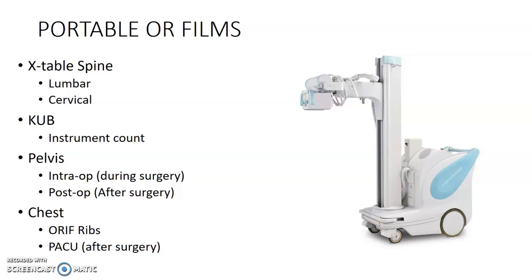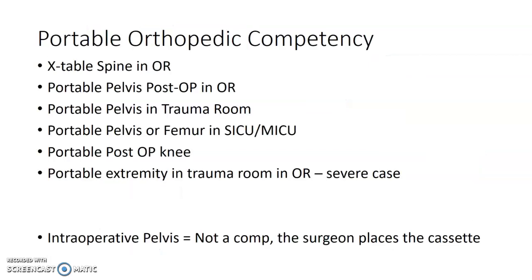KUB we usually do for an instrument count situation. If they have either over or under counted the amount of instruments used, we will do a KUB to make sure it's not in the patient. Pelvis can be either intraoperative, which is during the surgery, or postoperative after the surgery. Chest x-rays we usually do post-op if they have had an ORIF of the ribs, or in PACU if after surgery they're concerned about the patient or they just need to check on something, we'll do it there.